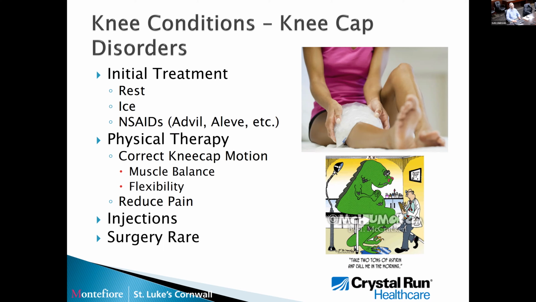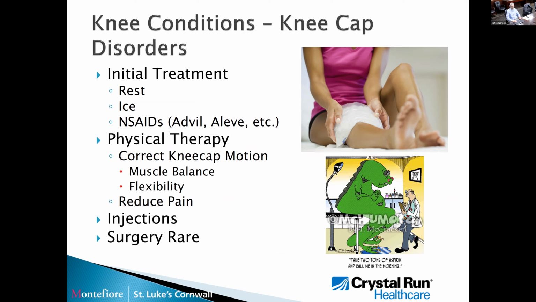Flexibility is also important in this. We talked about the iliotibial band as that long ligament, long tendon that runs down the side of the leg. There is also an attachment of that up to the kneecap. And if that's too tight, that again will put excess pressure on the outer part of the kneecap.